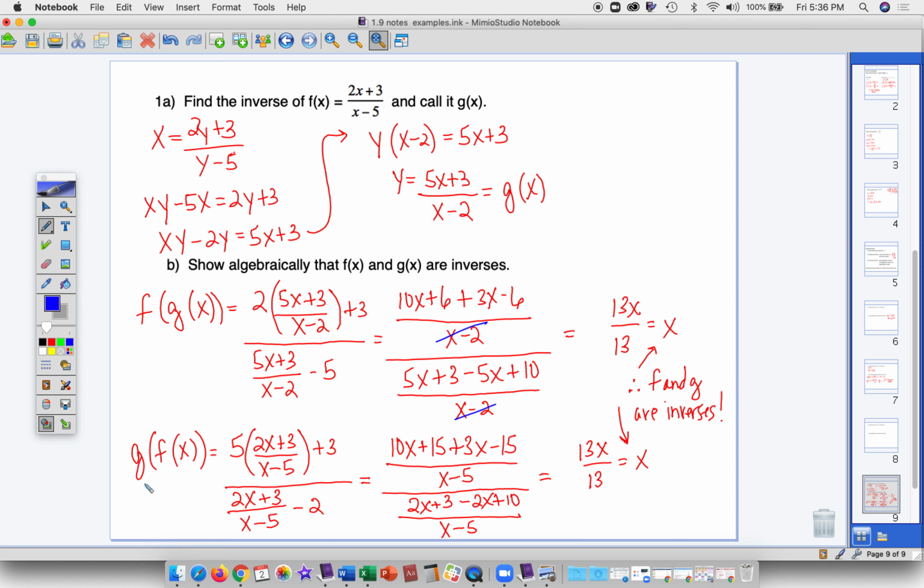For the second part, we have g of f of x. Again, we end up with a complex fraction. We want to get that into a single fraction. In the numerator and the denominator, the x minus 5's reduce out. The 15's cancel out. We're left with 13x over 13 again, which equals x. Therefore, f and g are inverses.